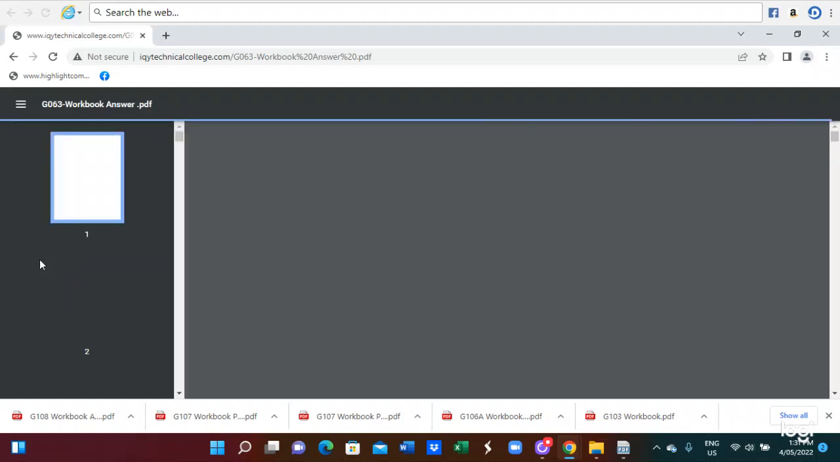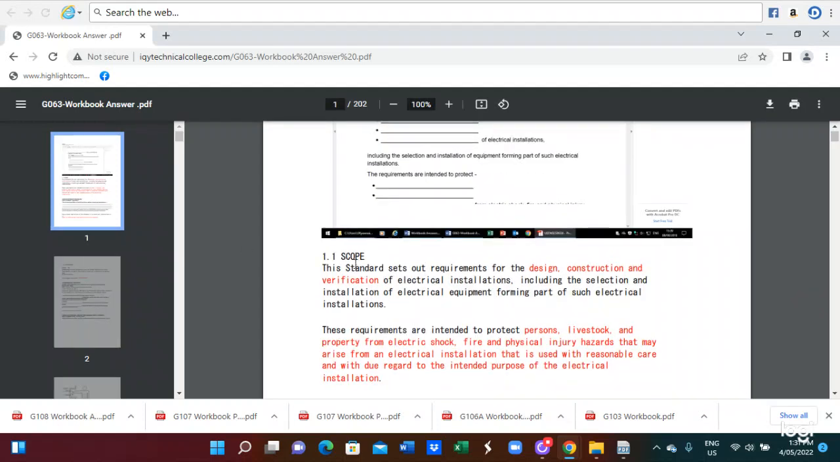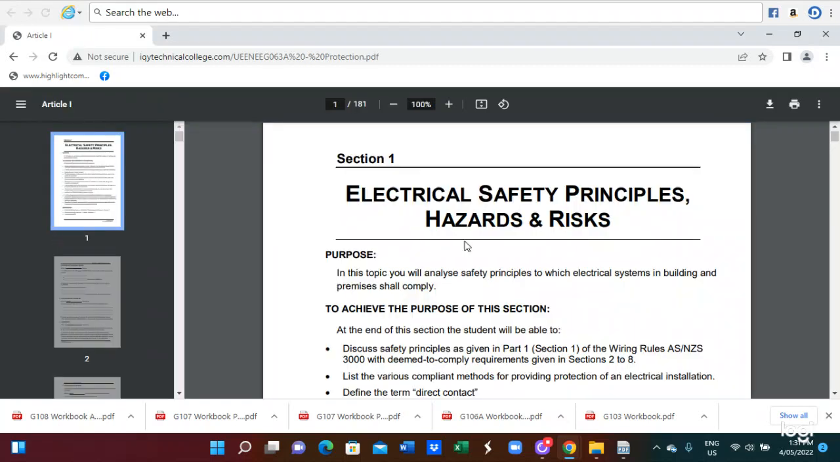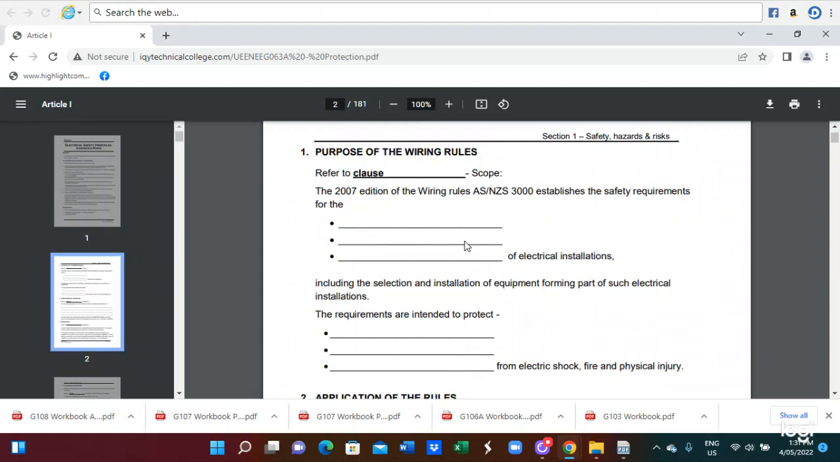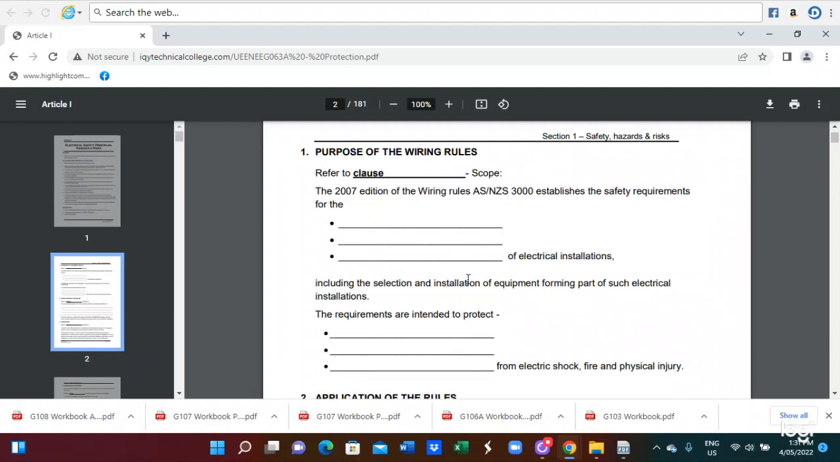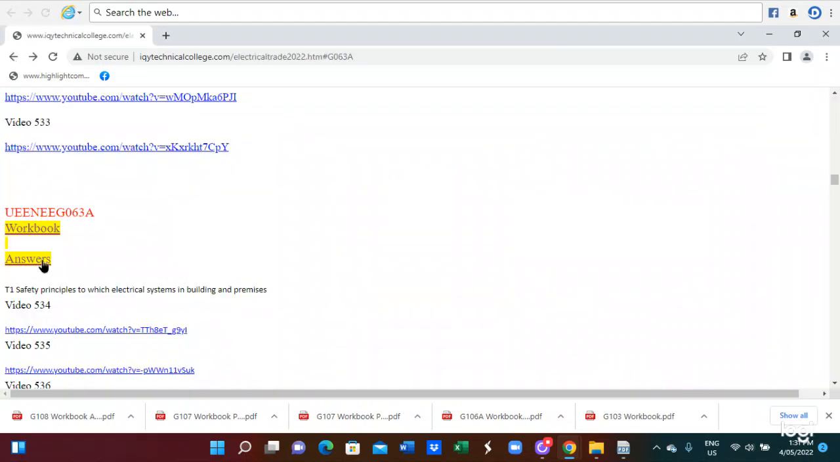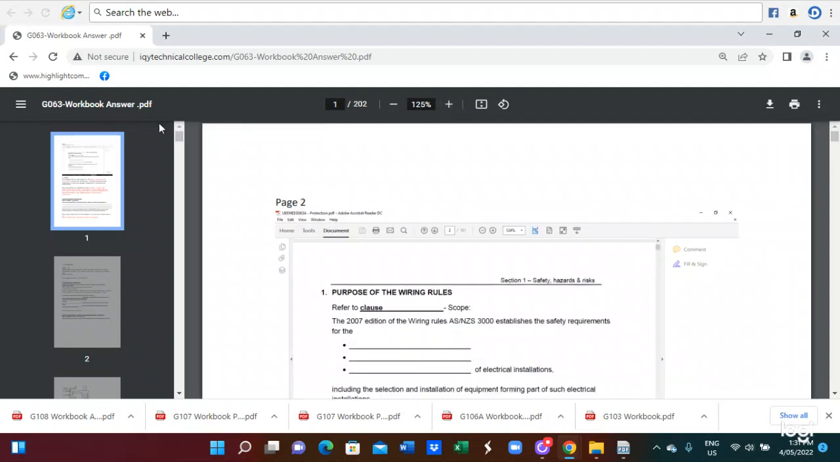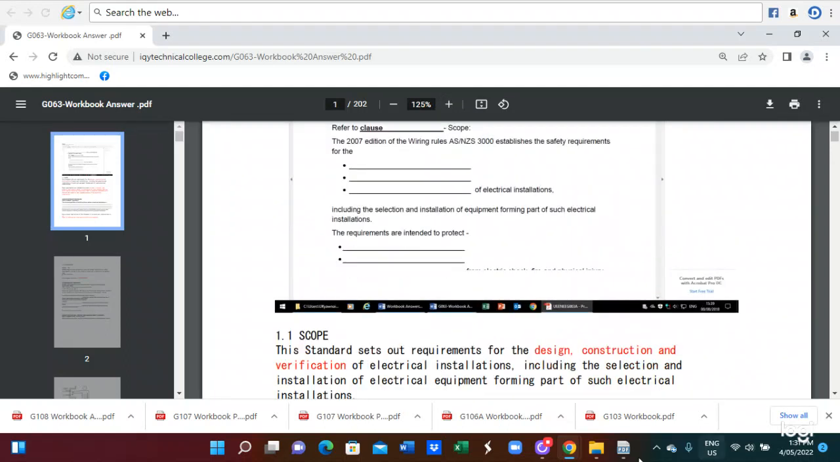This is the answer. Those answers are provided for the workbook questions. Here is the G063 workbook. On the workbook, you can see section 1, section 2, section 3. Those are lessons you can read. Also, these are questions, and the answers for those questions are provided in this link. By clicking the answer, you can get the answer for the workbook. This is how we can go through this answer.